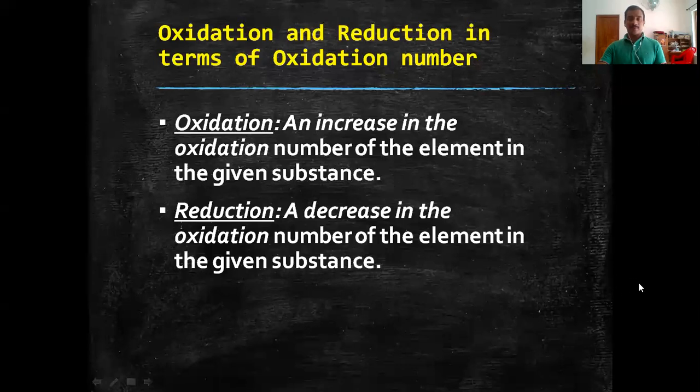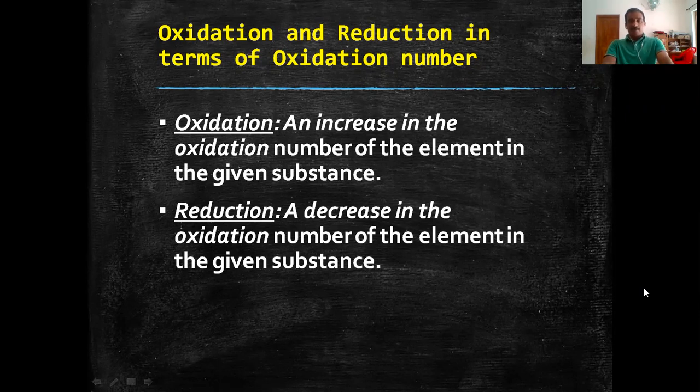We discussed the methods for the determination of oxidation number or oxidation state. Now, what is oxidation and reduction in terms of oxidation number? Oxidation: an increase in the oxidation number of the element in the given substance.